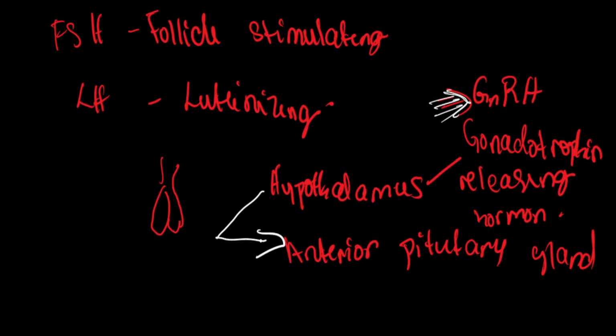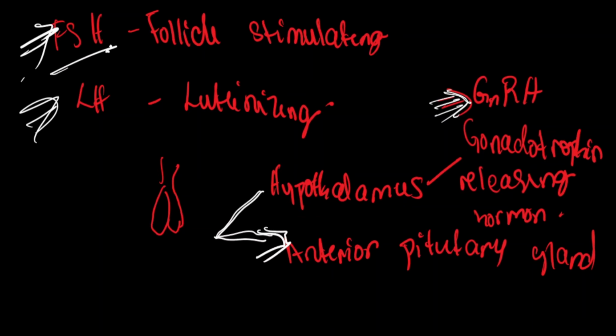Now, when it acts on the anterior pituitary gland, just taking a look at the name gonadotropin releasing hormone, it means that it stimulates the release of gonadotropin. Okay, and the two gonadotropins are the follicle stimulating hormone, which we considered here, as well as the luteinizing hormone. So when this GnRH acts on the anterior pituitary, it causes the release of the follicle stimulating hormone as well as the luteinizing hormone.